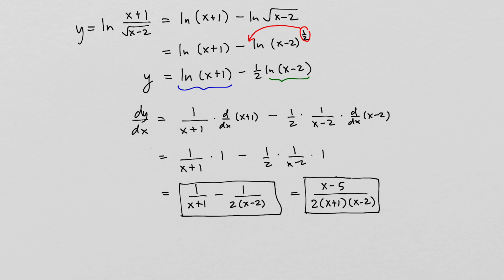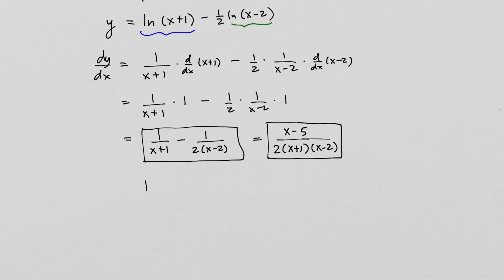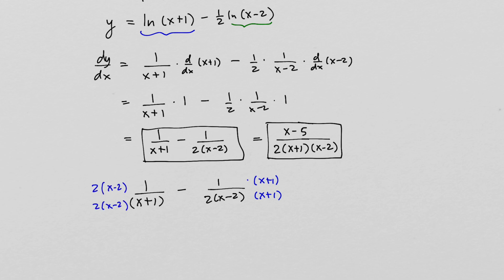Now, if you choose to combine these fractions together, you should end up getting x minus 5 over 2 times x plus 1 times x minus 2. And just really quick, if you don't remember how to do this, what you can do here is just get a common denominator. So I'm going to multiply this second fraction by x plus 1 over x plus 1. And I'm going to multiply the first fraction by 2 times x minus 2.